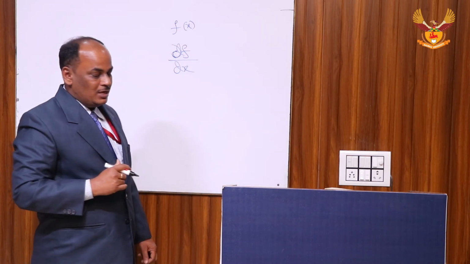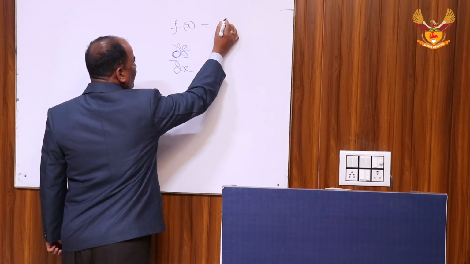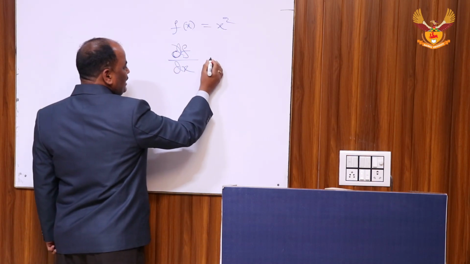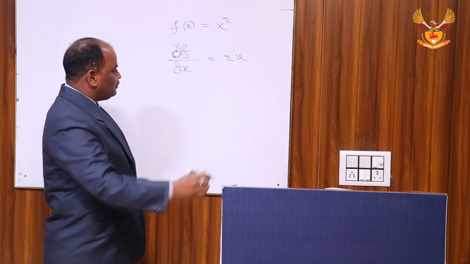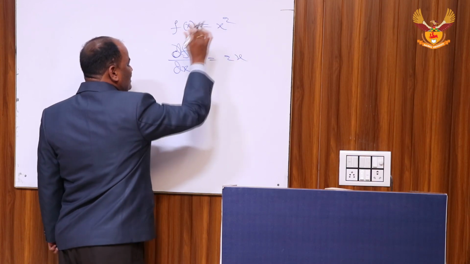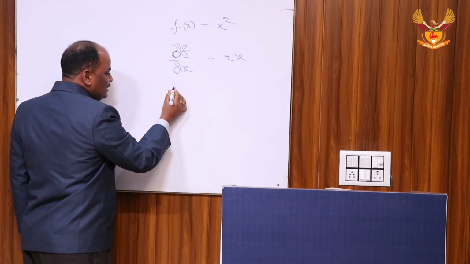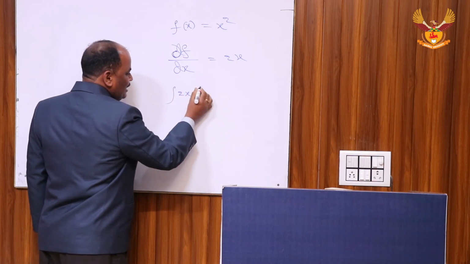Next, if a function is f(x) = x square, if I differentiate it, it will give 2x. So to get back the function x square from 2x, we will do the integration of this derivative, that is, integral of 2x dx.